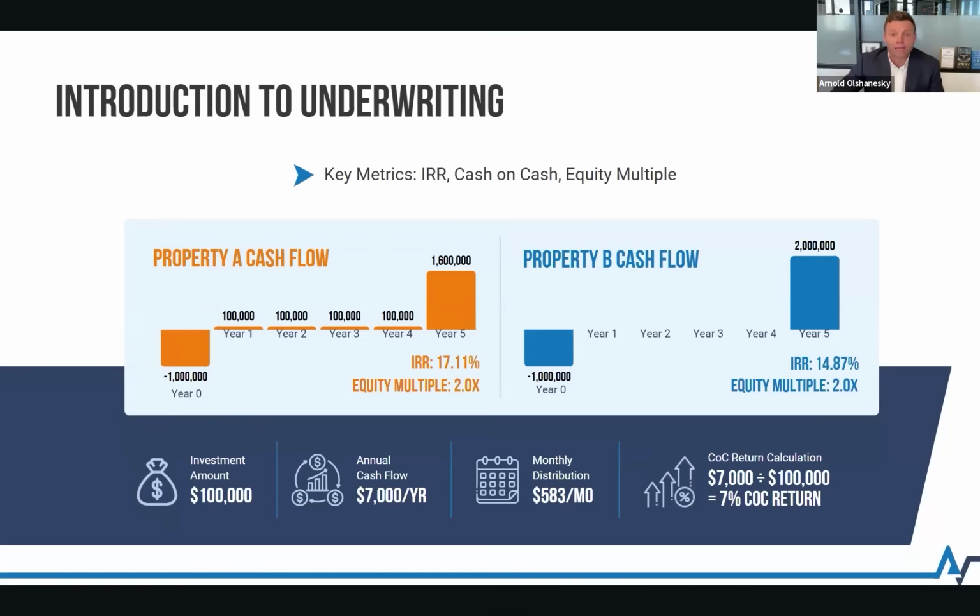So property A, if everything else is equal, is going to be more attractive than property B as an investment, even though you're still doubling your money on both of these assets. On one of them, the fact that you're able to recoup your investment faster is more attractive because, as I said before, there's less risk to that. And also you're able to take that money and redeploy it and have that money start making money for you right away.